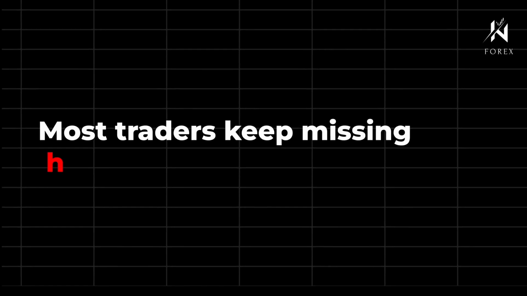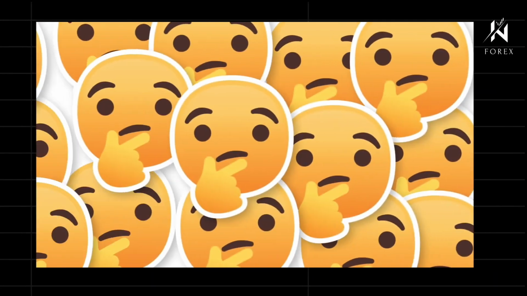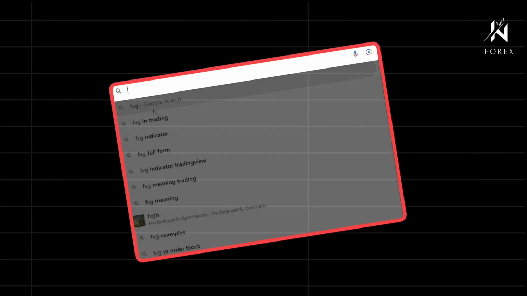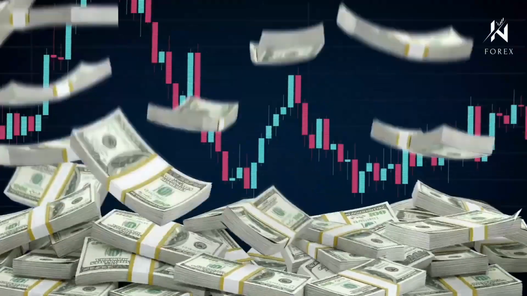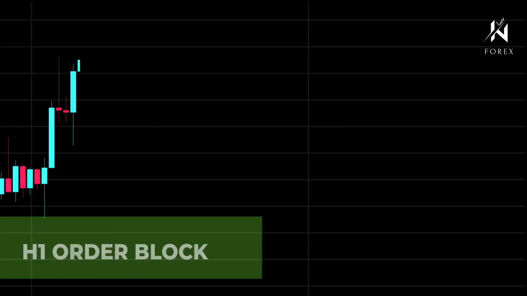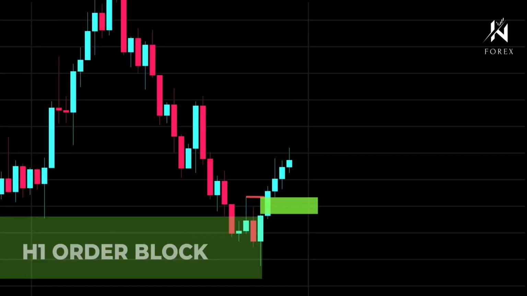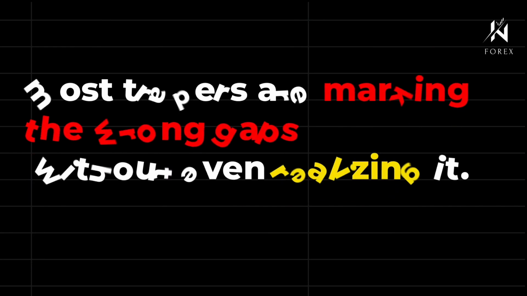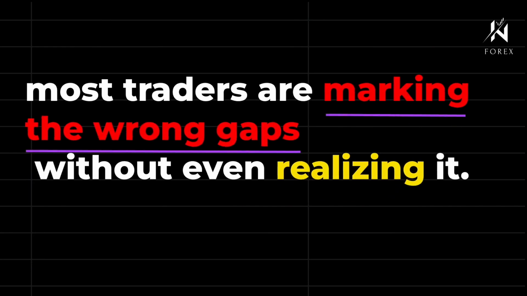Most traders keep missing high-probability fair value gaps because they don't know how to filter the weak ones. A quick search online will show countless strategies, but let's be real, most don't work. Trading has the potential to generate money with just a click, but only if you know how to spot the right setups. And here's the catch. Most traders are marking the wrong gaps without even realizing it.